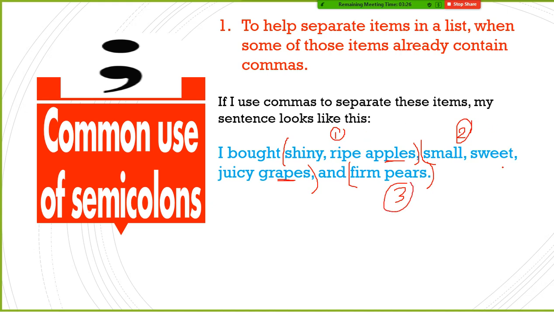Within each one of those groups, I have a list of things. I'm using more than one adjective to describe each one. How can I separate them? I cannot use the comma to separate all these things together because I will misunderstand the meaning. Small and sweet, ripe and firm. Which one is concerning the others? Here comes the rule, the help of the semicolon. The semicolon is going to separate the groups, 1 from 2 and 2 from 3.